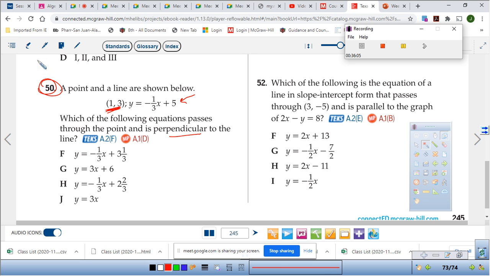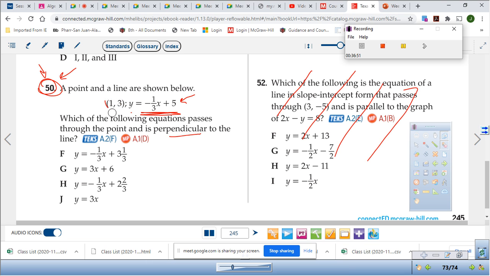Okay, we're looking at 50 right here. Don't do this one yet. And look at this one here. Okay, a point and a line are shown. Here's your point. Here's your line. Which of the following equations passes through the point and is perpendicular to the line?